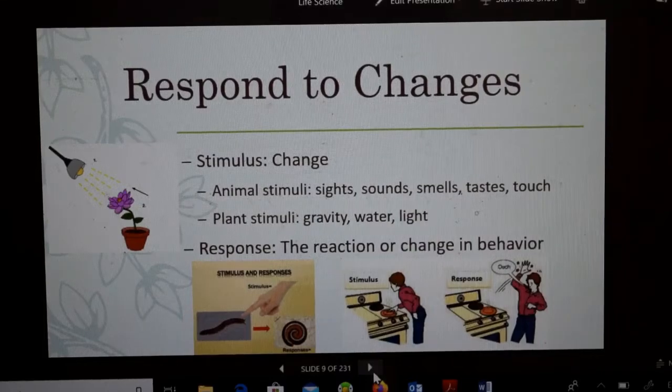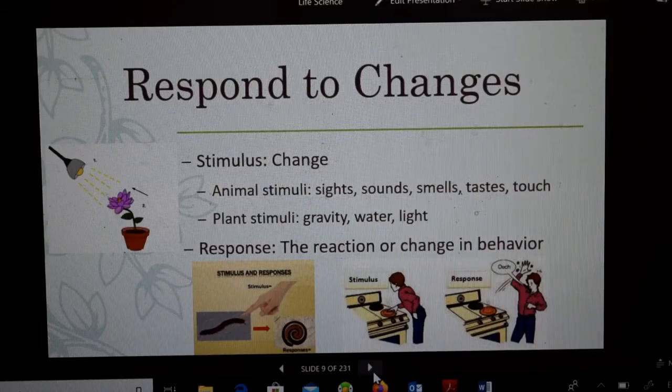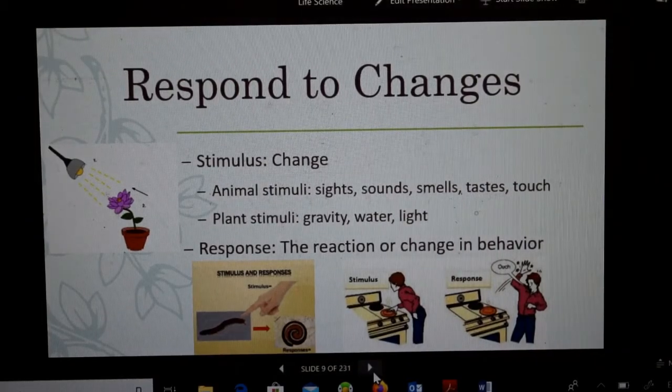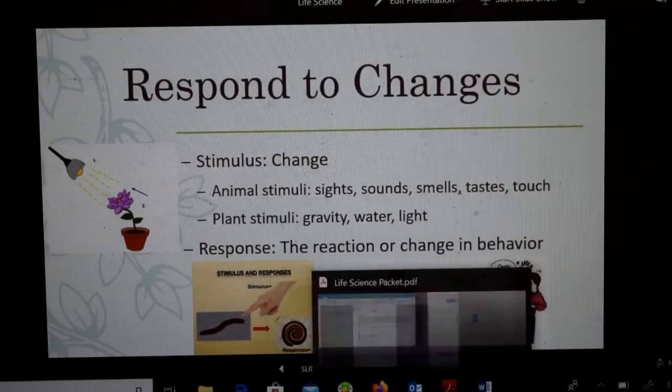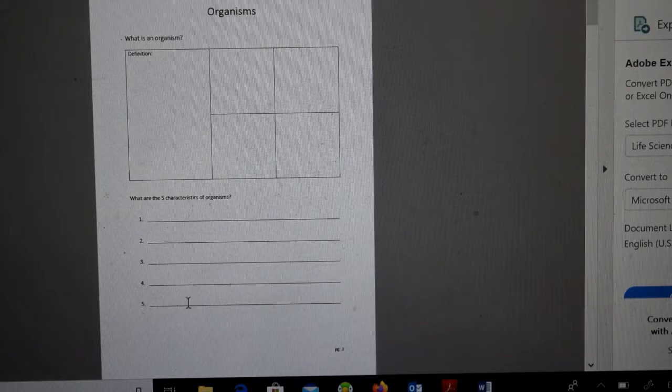They respond to gravity. If you notice, plant roots grow down and their stems grow up, so that's a reaction to gravity. The roots will grow towards water. That's a reaction to stimuli. And if you have a house plant and you place it to a window, it'll lean towards that window. Those are all a plant's responses to change. So down here we have respond to changes or respond to stimuli.